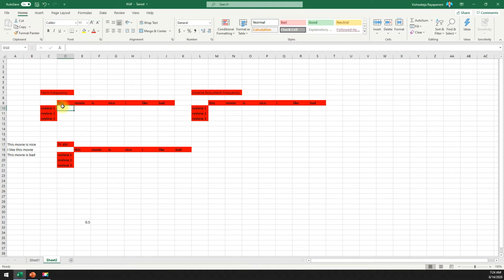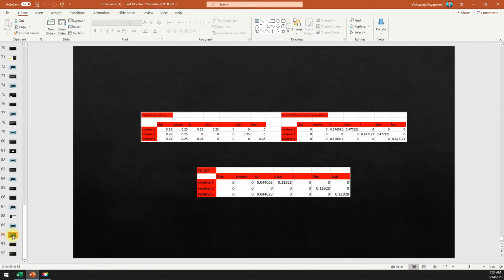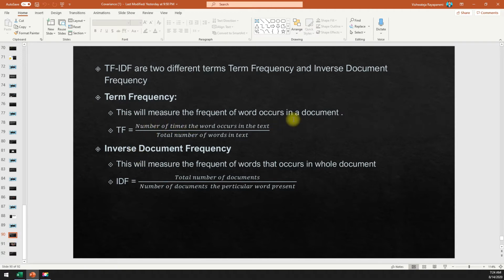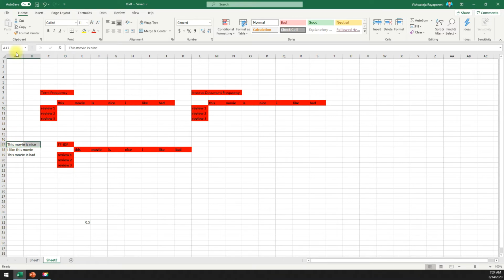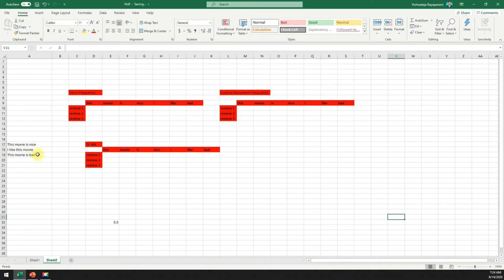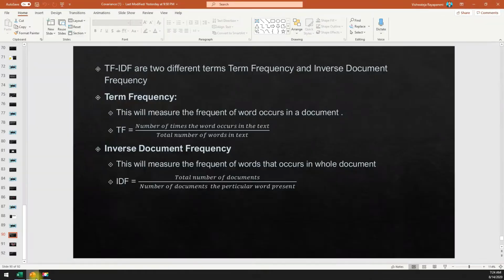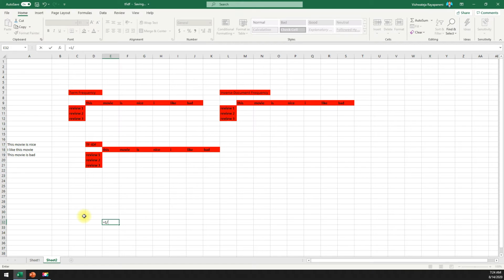Now we'll try to understand the formula of term frequency. Let's move back to the previous slide. It says the number of times the word occurs in the text. Take the first review document: how many times does the word "this" occur in the first review? It occurs only one time. So I'll say 1 divided by the total number of words in the text. The total number of words we have is 4, so it is 0.25.